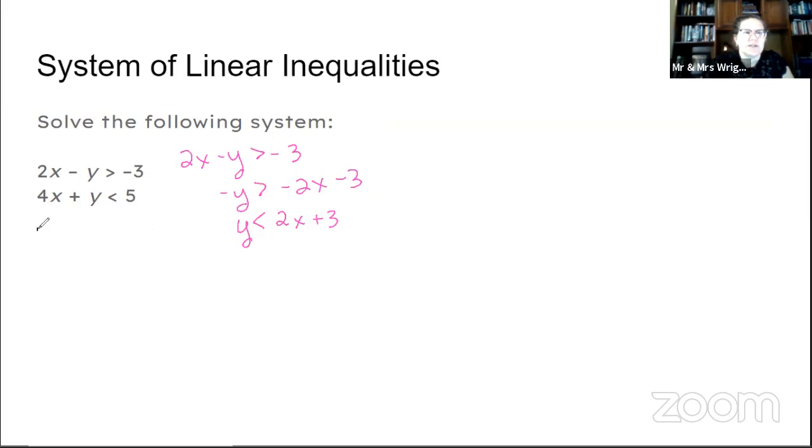Now my second one here, 4x plus y is less than 5. We want to get y by itself, so we're going to have y is less than -4x plus 5. So my 4x was positive over here on the left. So when I moved it to the right side of the inequality, it became a negative. So y is less than -4x plus 5. So now we can move on to graphing these inequalities.